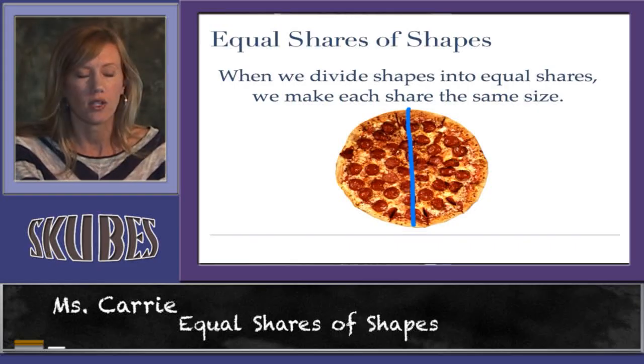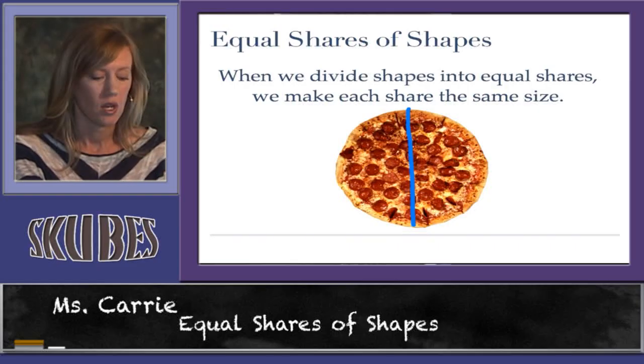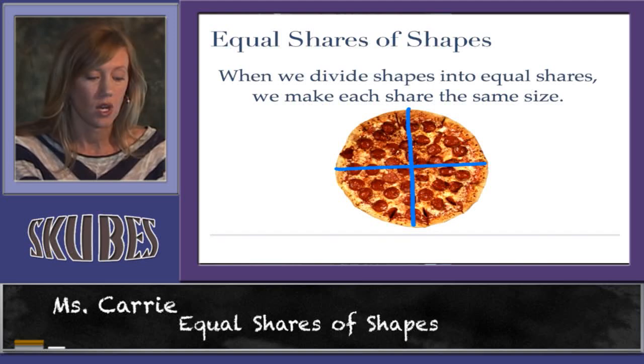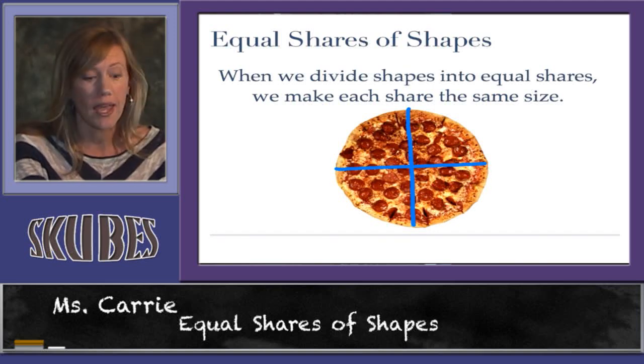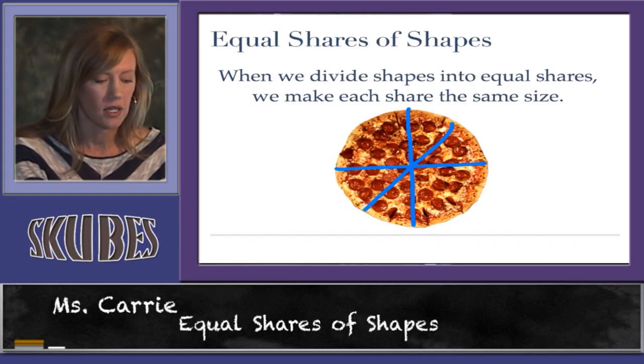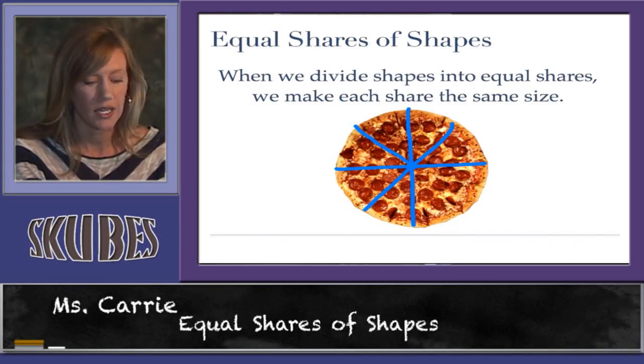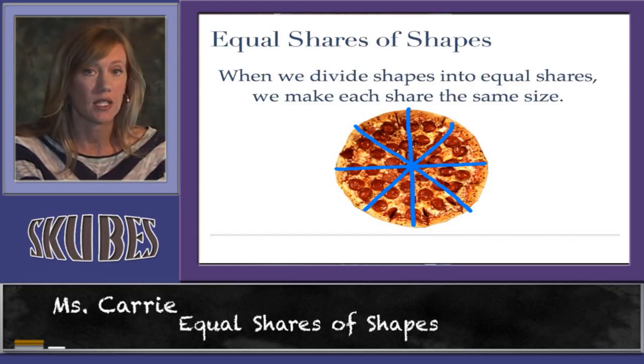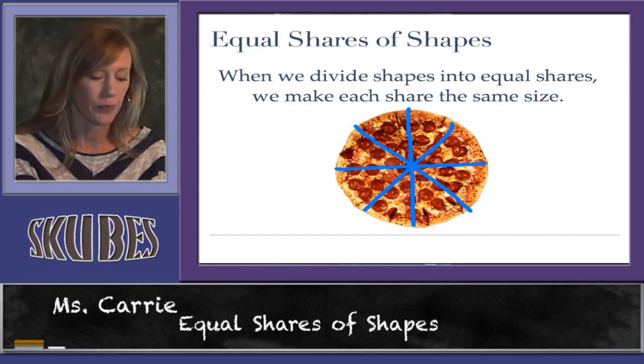Now let's say that 2 more friends came. So you would divide it again into 4 equal shares. So each piece is the same. Now let's say you had 8 friends. You could divide it again, and you can divide it again. Now we have 8 pieces, and each piece is the same size. They're equal.